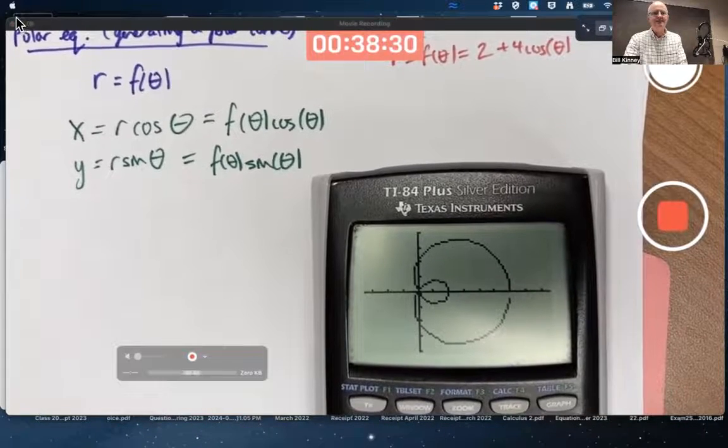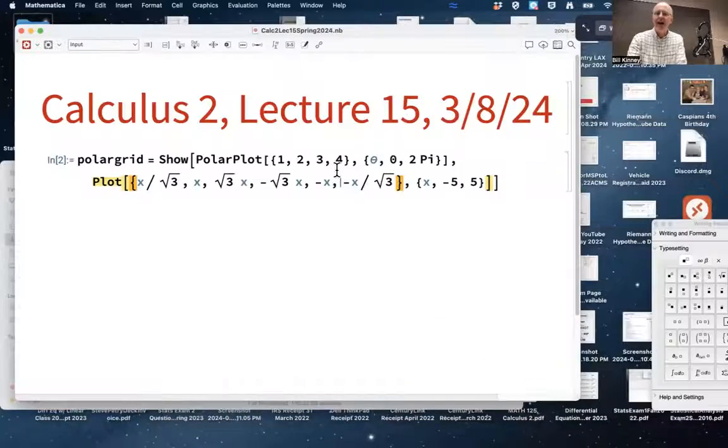In Mathematica, I added something in here. I made what I'm calling a polar grid using show and polar plot. Polar plot 1, 2, 3, 4 is going to graph the polar equations r equals 1, r equals 2, r equals 3, and r equals 4.